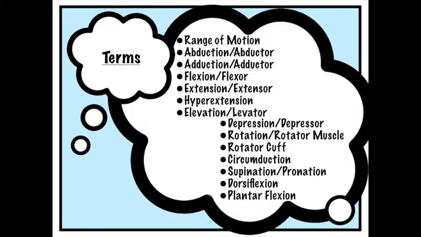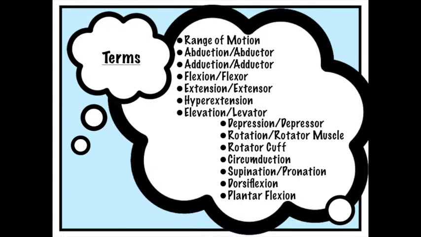Abduction, as you'll remember, is the movement away from the midline of the body. For example, during abduction, the arm moves outward, away from the side of the body. An abductor is a muscle that moves a part away from the midline.